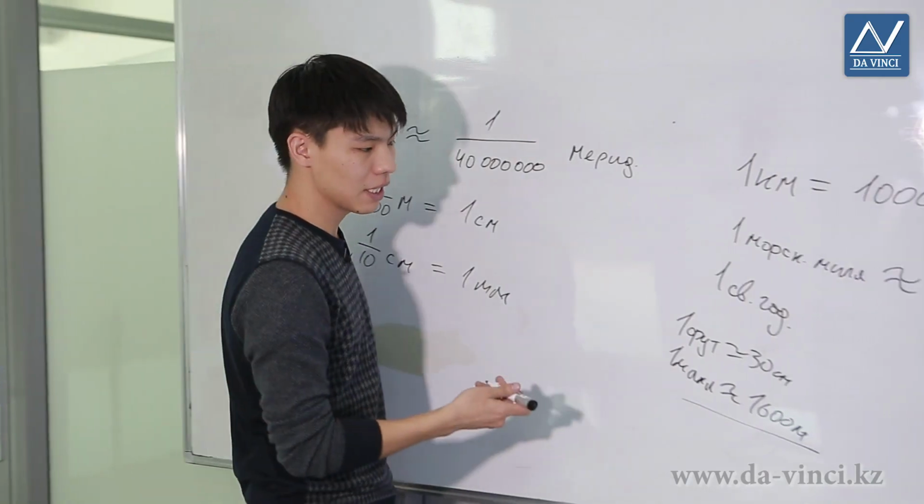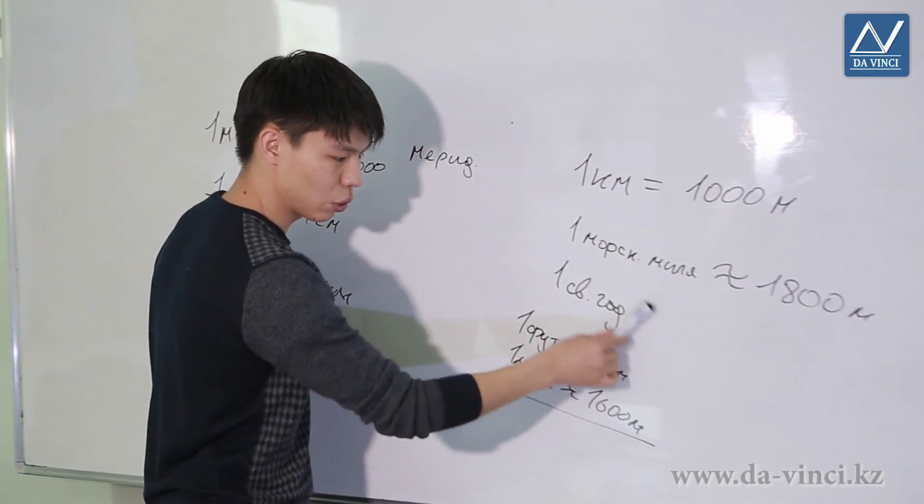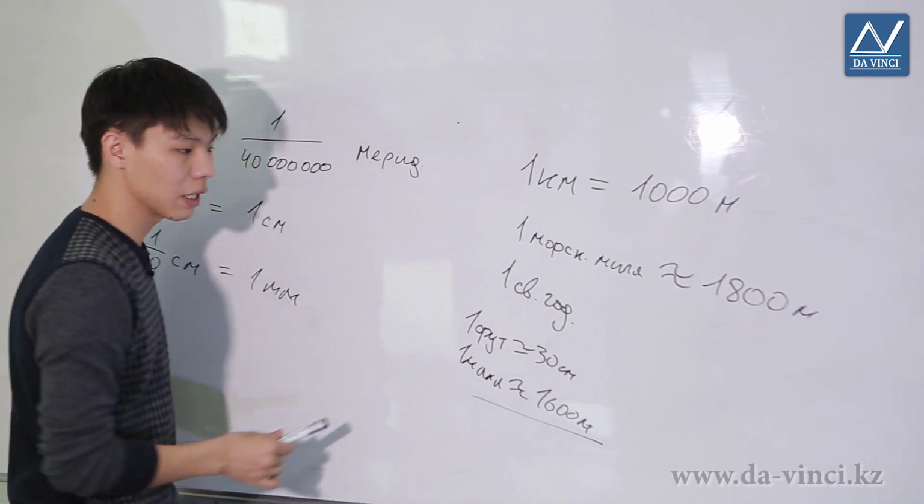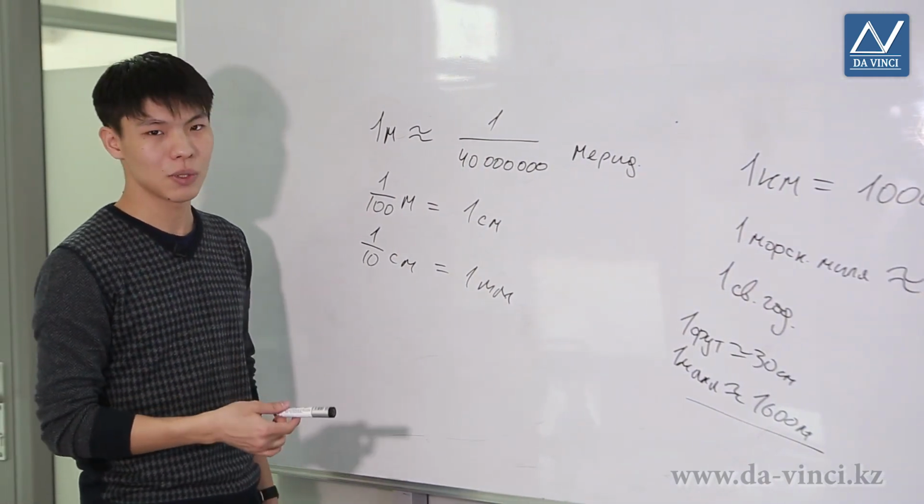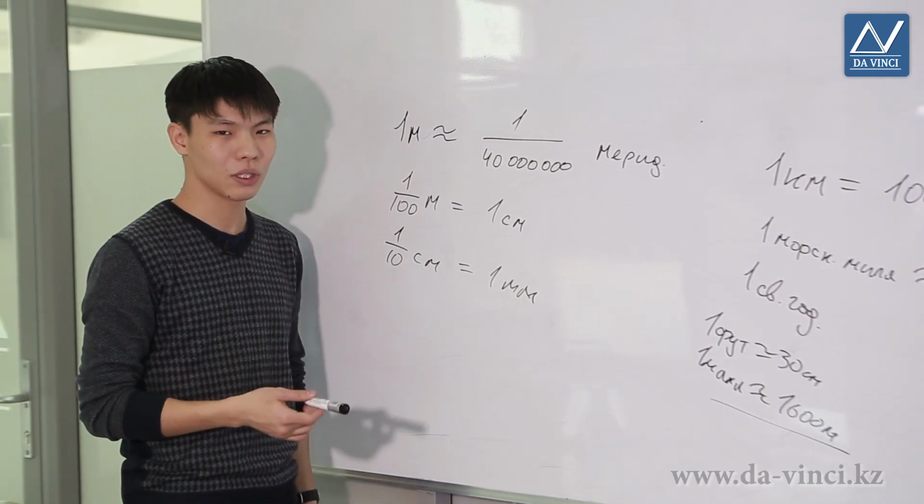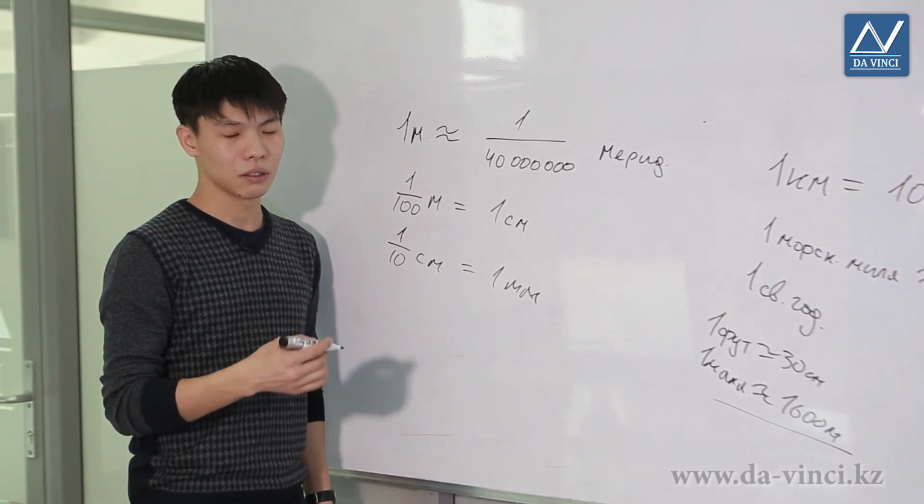For example, to measure the distance between cosmic objects, that is, when we measure in light years, of course, no rulers or tape measures will help us. There they use special scientific techniques based on measuring wavelengths and so on.